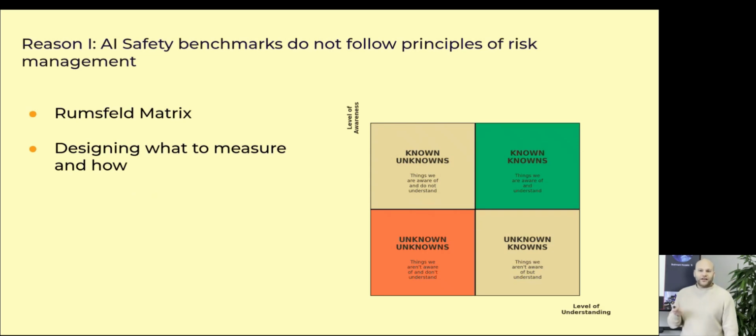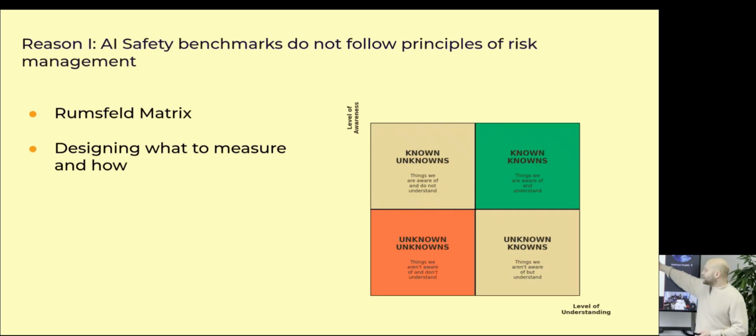He was a politician 20-something years ago who, in an interview, defined this matrix of known unknowns, known knowns, unknown unknowns, and unknown knowns. And we have 2 dimensions here: the level of understanding we have about the situation and the level of awareness we have about the situation. So known knowns are things we are aware of and we can understand. If we do risk management, this is the easiest thing to deal with. We know a situation, we know it exists, we understand it, we can deal with it.